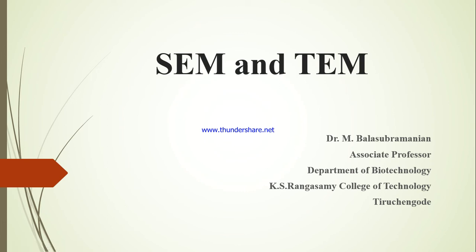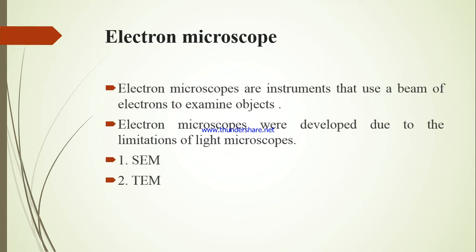Discuss scanning electron microscope and transmission electron microscope. There is a general introduction about the electron microscope. Electron microscopes are instruments that use a beam of electrons to examine objects. Electron microscopes were developed due to the limitations of light microscopes.